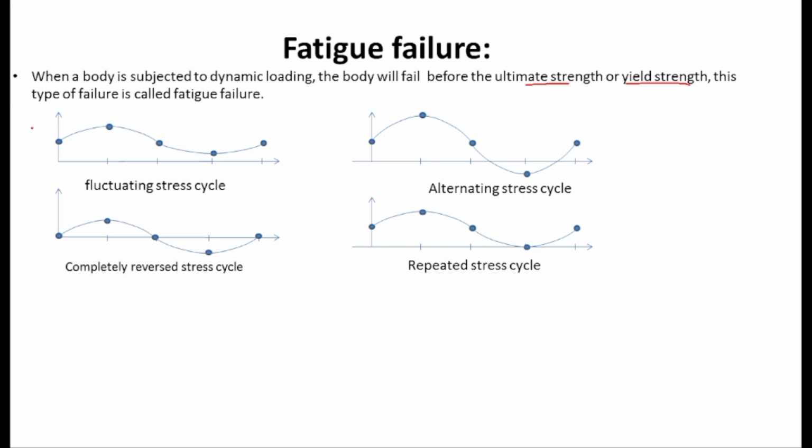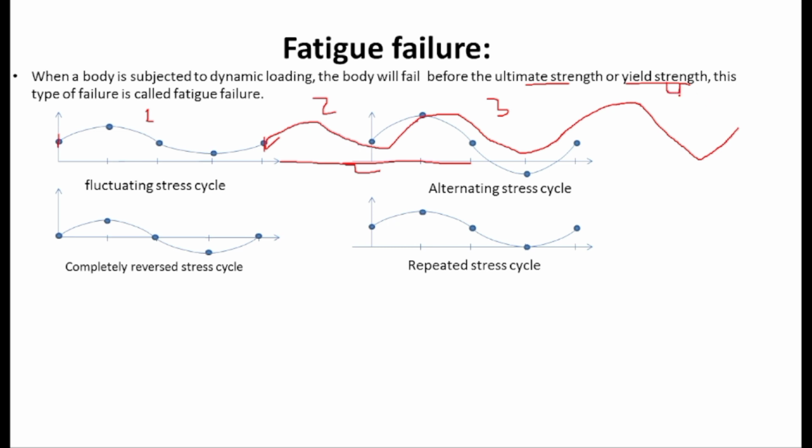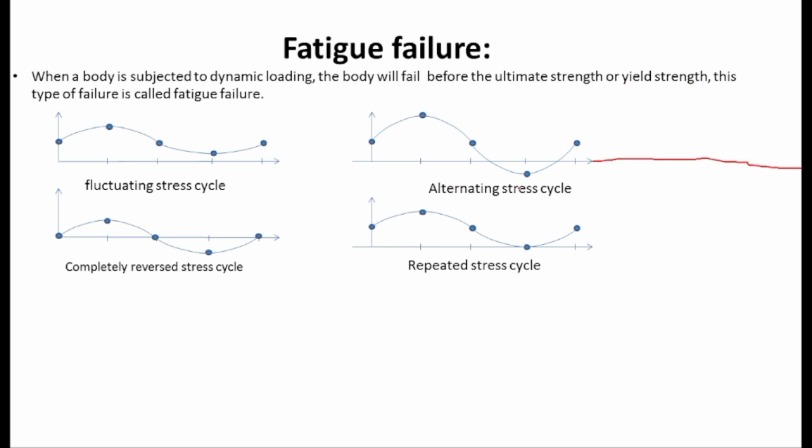You can see that from this point up to this point, this is one cycle. Similarly, it can have two cycles like this, or three cycles, or four cycles, or it can have n number of cycles. Similarly, for the alternating stress, it can have a second cycle up to n number of cycles. Similarly, the other two can also have a number of cycles.